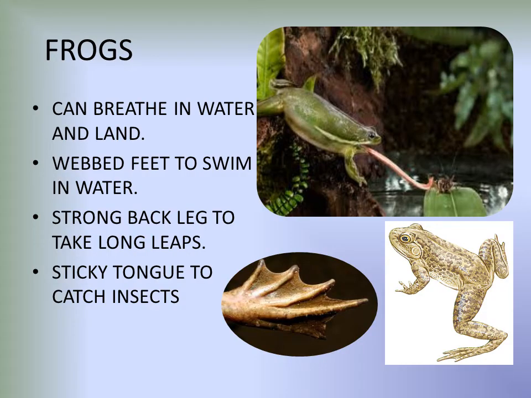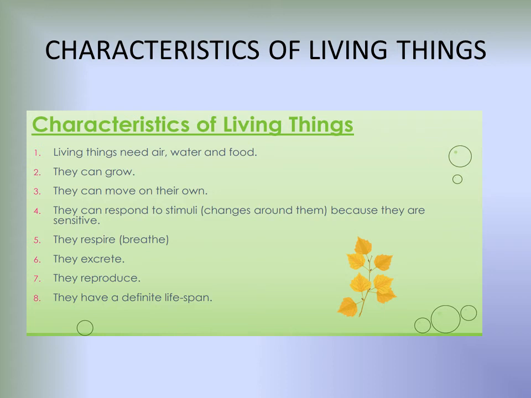Then now let's move towards some animals that are a habitat of water. That means aquatic habitat. So frogs can breathe in water and land. They are amphibians. They have webbed feet that help them to swim. They have strong back legs so that they can jump, and they even have a sticky tongue to catch insects from far away. So these are the adaptive features of a frog. Now let's move towards an important part, that is characteristics of living things.